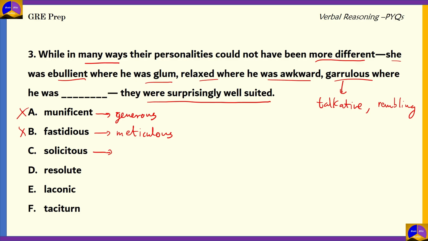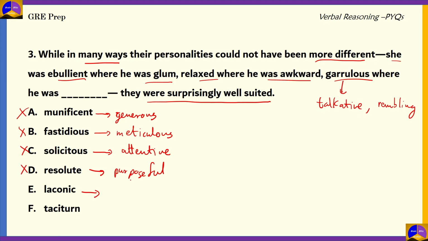Option C is solicitous, and which again translates to attentive. So if you're attentive to someone, if you take care of someone, that means you're solicitous, but that does not equate to being the opposite of talkative. So option C is incorrect. Option D, resolute, translates to purposeful. Someone who has purpose, someone who is determined about something, which again does not equal to become an opposite of talkative or rambling, so option D is incorrect.